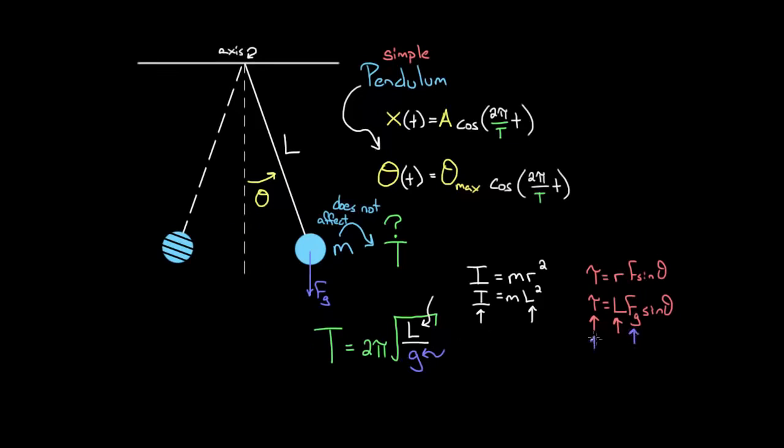That increases the torque, which would increase the angular acceleration, and it would take less time for this thing to go back and forth. That's why the period goes down if you increase the gravitational acceleration. Now, if you're really clever, you'll be like, wait a minute. This is just like the formula for the mass on a spring.